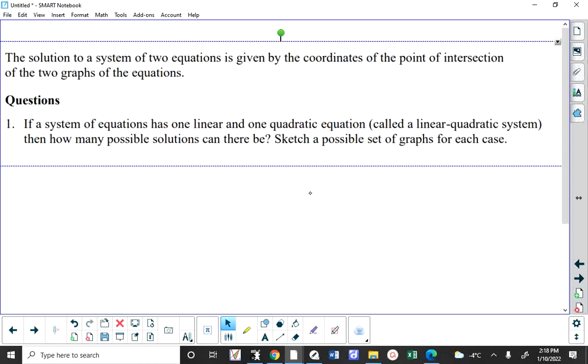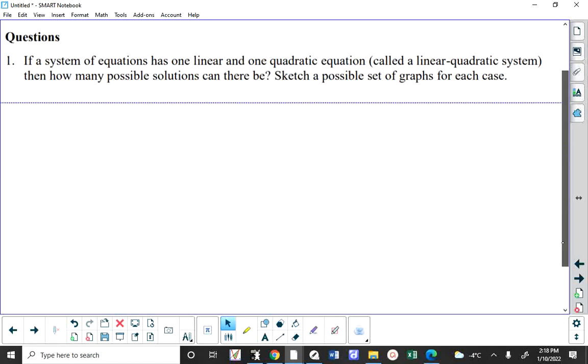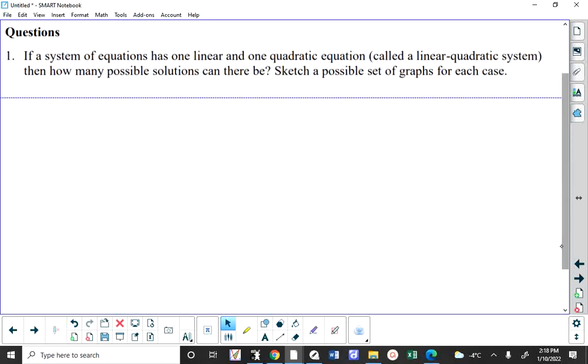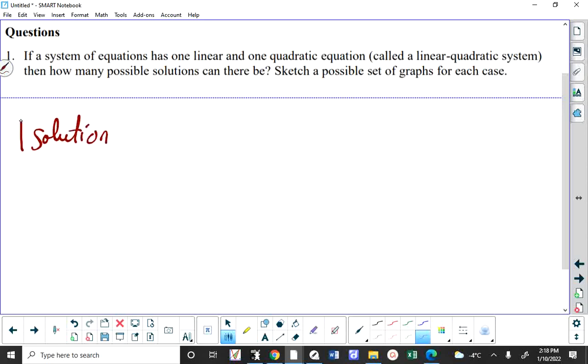Who's got an answer for me? Isaac? They could intersect once. Let's do this one at a time, though. Once? Okay. They could intersect once. That's true. What would that look like graphically? So we're saying there could be one solution, because Isaac is claiming that I can draw a quadratic function and a linear function, and they will only intersect once. How would I draw that?